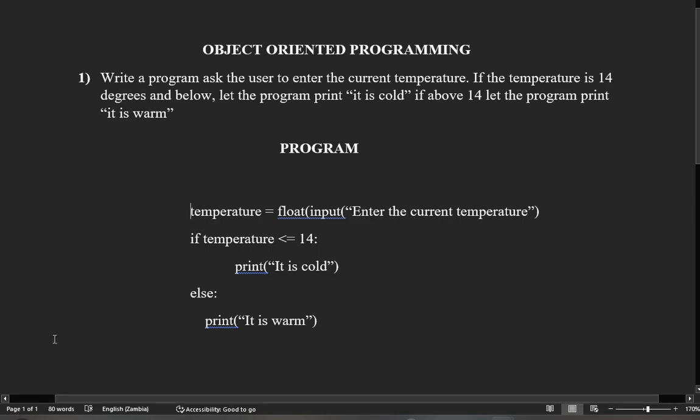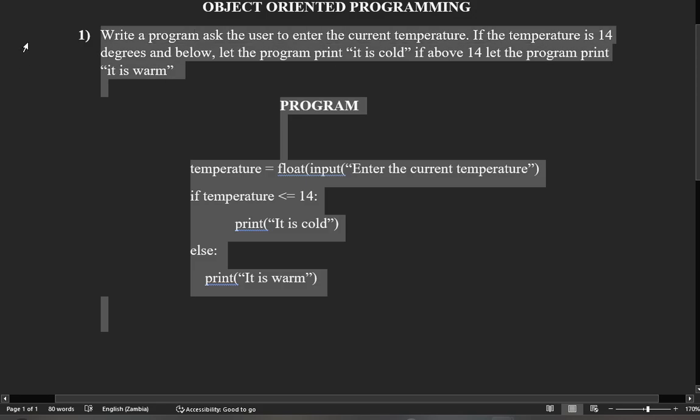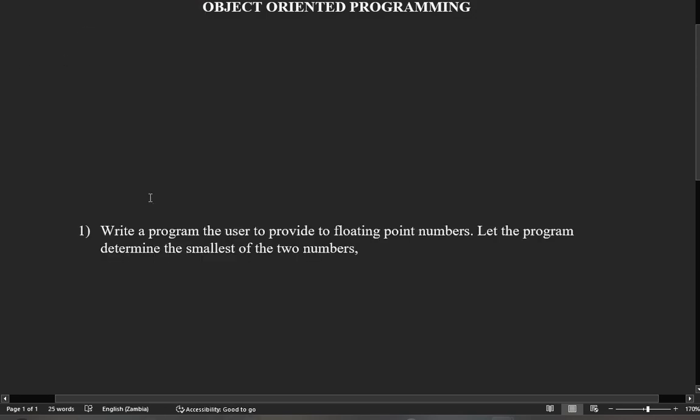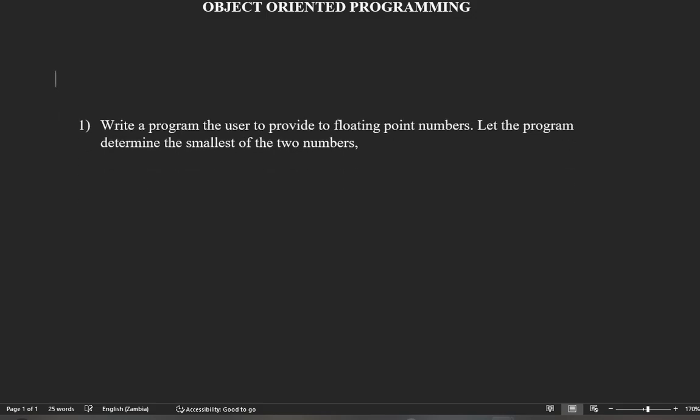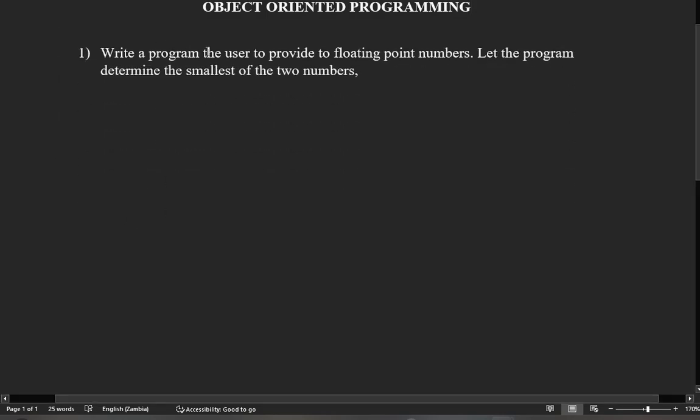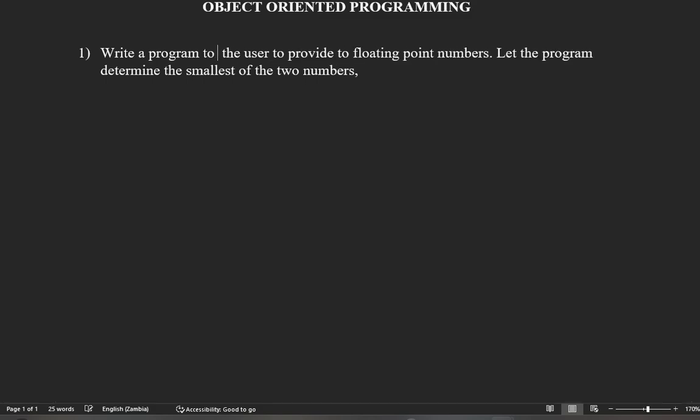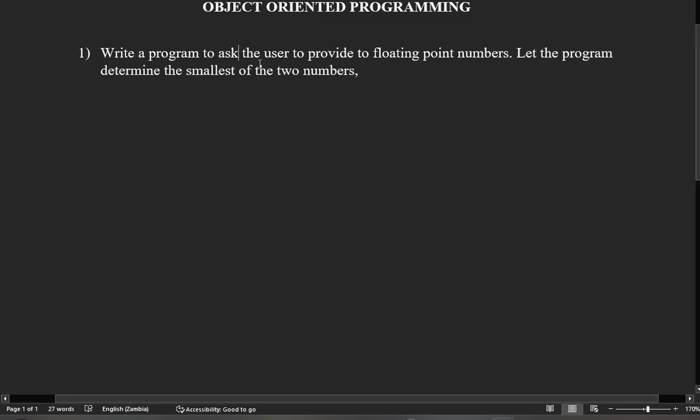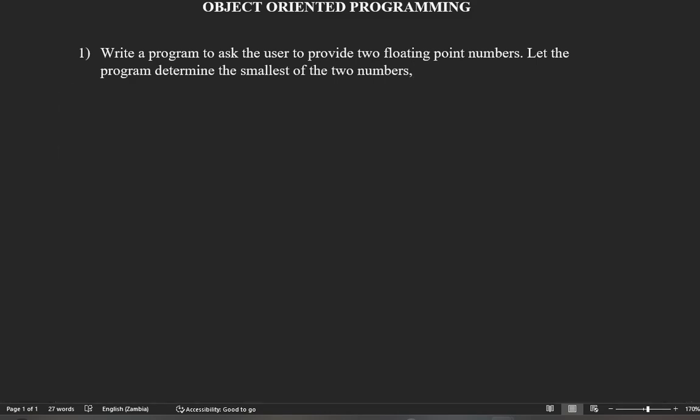We take a look at the third question now. The third question says, write a program to ask the user to provide two floating point numbers, then let the program determine the smallest of the two numbers. So this program is supposed to ask the user to provide two floating point numbers. So let us declare those two floating point numbers.